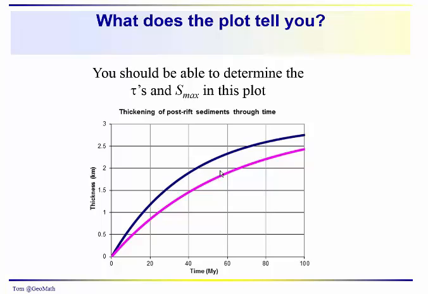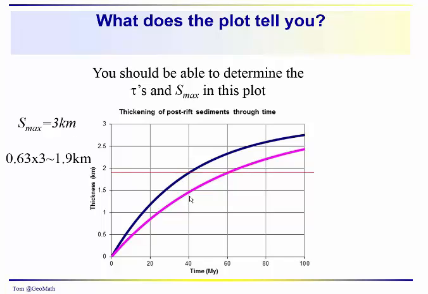Maybe they're subsiding at different rates. And we should be able to determine what the taus are and what S max is. If we look at these two curves, they're converging. We don't know exactly where they're converging. It could be 2.9, but let's say a good guess would be that at a very long time in the future, the thickness of the sediments in this basin will eventually reach 3 kilometers. So this would be a guess, but a reasonable guess.